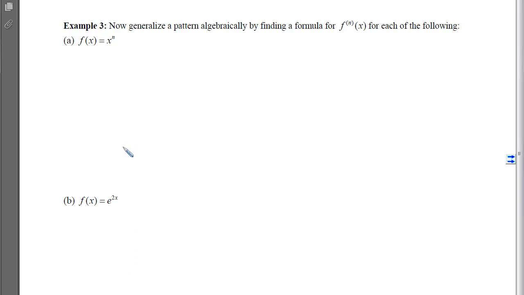With example 3, we want to generalize a pattern algebraically to find a formula for the nth derivative. So what's really important when you do this is that you don't simplify too soon, because you'll fail to see the pattern. It gets much more complicated if you simplify as you go along. So what we're going to do is start with the original, and then we're going to take the first derivative, and then we're going to take the derivative again, and we will not simplify.